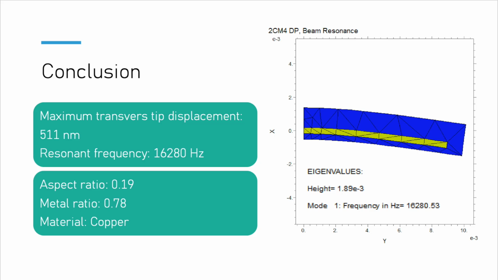Putting this all together, we find the device has a maximum tip displacement of 511 nanometers and a resonant frequency of 16,280 Hz. This is associated with an aspect ratio of 0.19, a metal ratio of 0.78, and the best material is copper. This agrees with our theoretical predictions.